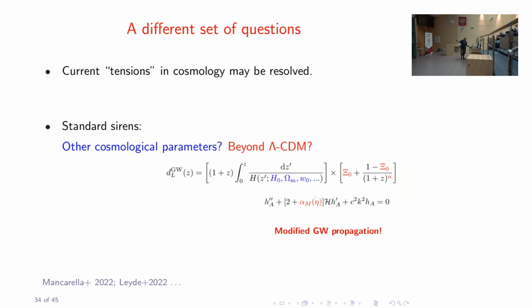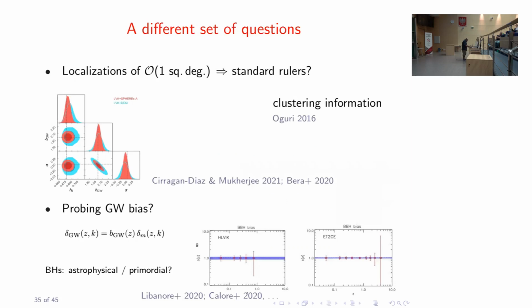So one can probe not just the other cosmological parameters such as omega matter, W naught, but also maybe parameters beyond lambda CDM. The next two slides are some of the other prospects. I'll skip these for now.